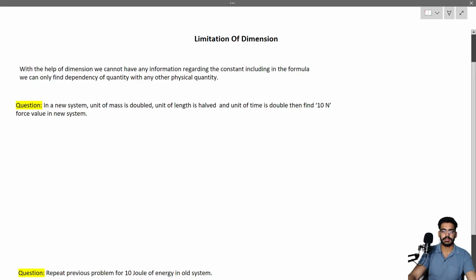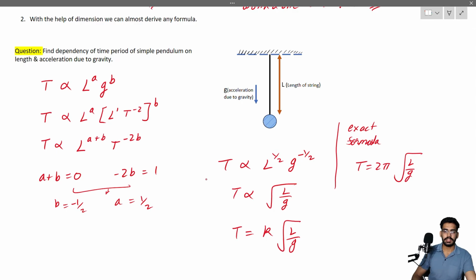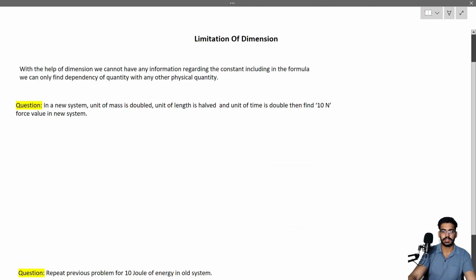Let's go to the next topic. The next topic is limitation of dimension. In limitation, what we see here is that with the help of dimension we cannot have any information regarding the constant included in the formula. We can only find out the dependency of a quantity on any other physical quantity. We derived the formula, but we don't have any relation about the constant. This is the limitation. You cannot find out the value of the constant. By this you just find out the dependency, right?